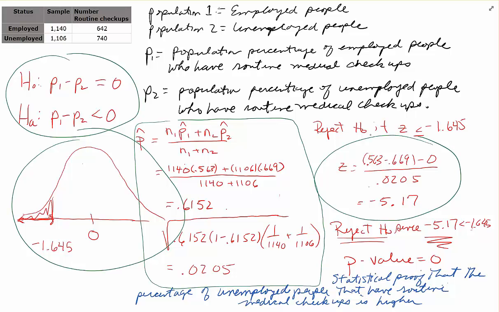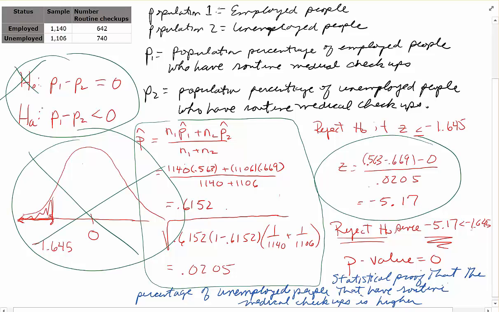The data that was collected gives an estimate of the difference that is so far away from 0 that it's an outlier and really off the chart. So yeah, the test statistic does not agree with the sampling distribution, and therefore we're going to say that the null is wrong. So we have support of the alternative hypothesis, that the difference is less than 0, which means that the population 2 percentage is greater, or that the percentage of unemployed people that have routine medical checkups is greater or higher.